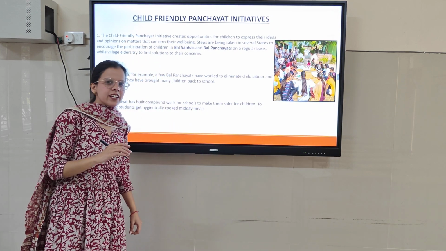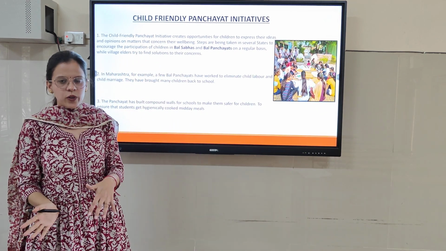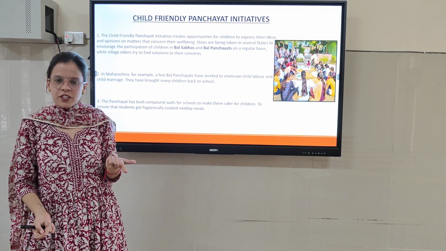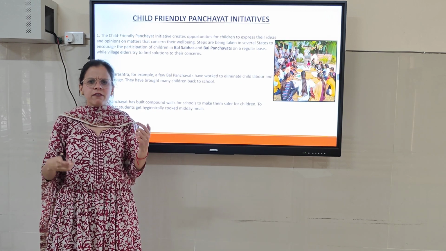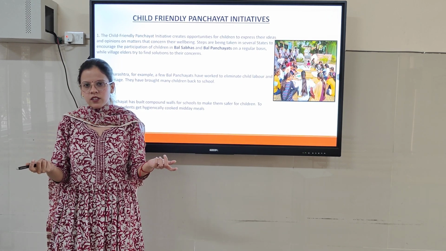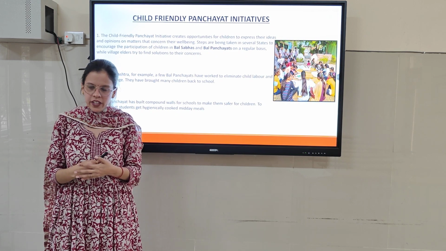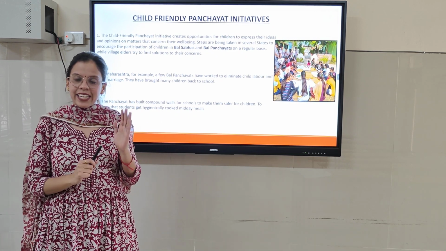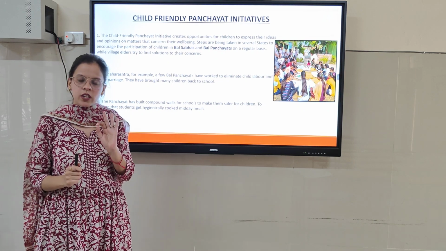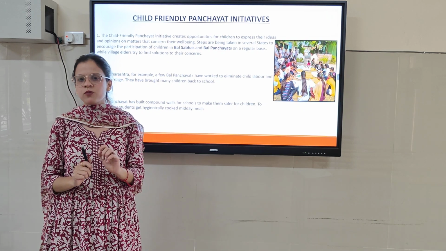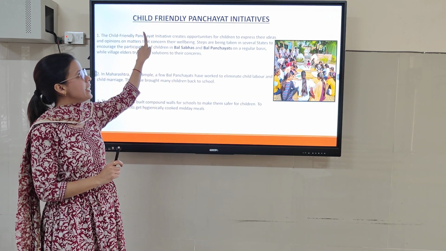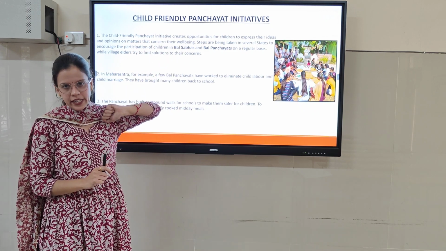Now, we have studied the entire story of how village panchayats work, how democracy works at the village level. But the major question which will come to your mind is, ma'am, why is this important to us? Because we are below 18 years of age, we are minors, it is of no importance to us. That is not the case. In recent times, we have acknowledged as a country the problems of children as well. And that is why various child-friendly panchayat initiatives have been taken.